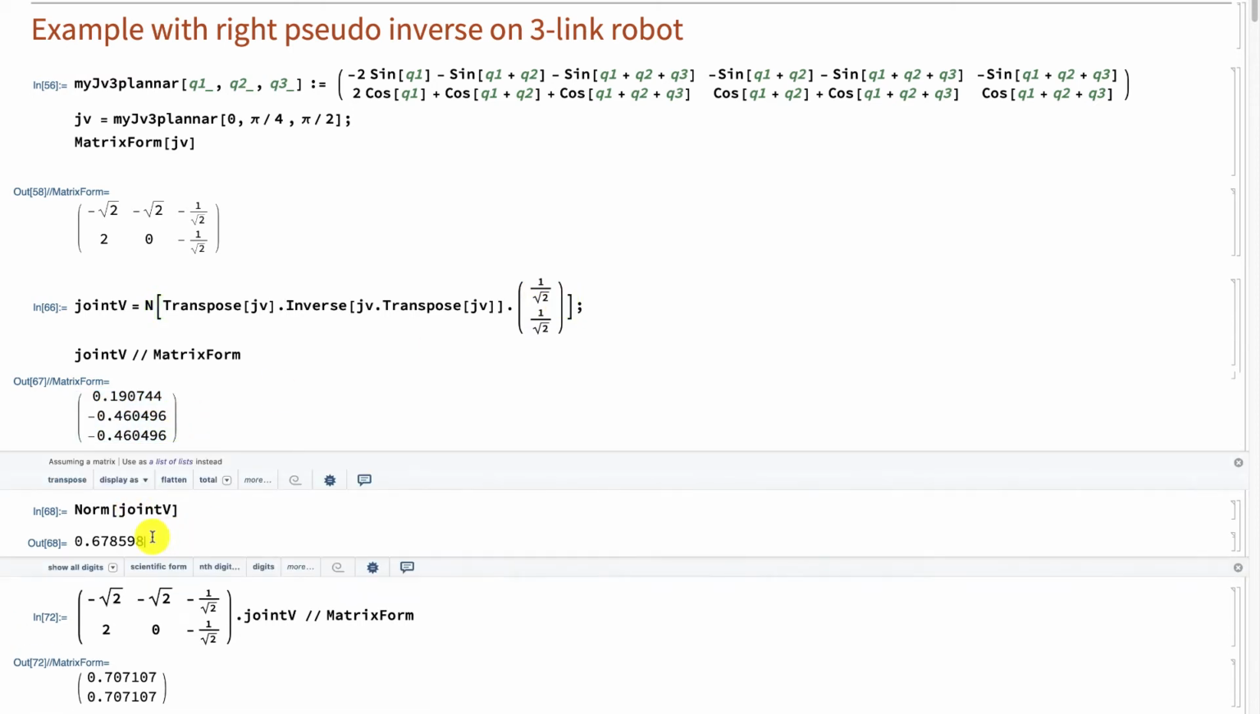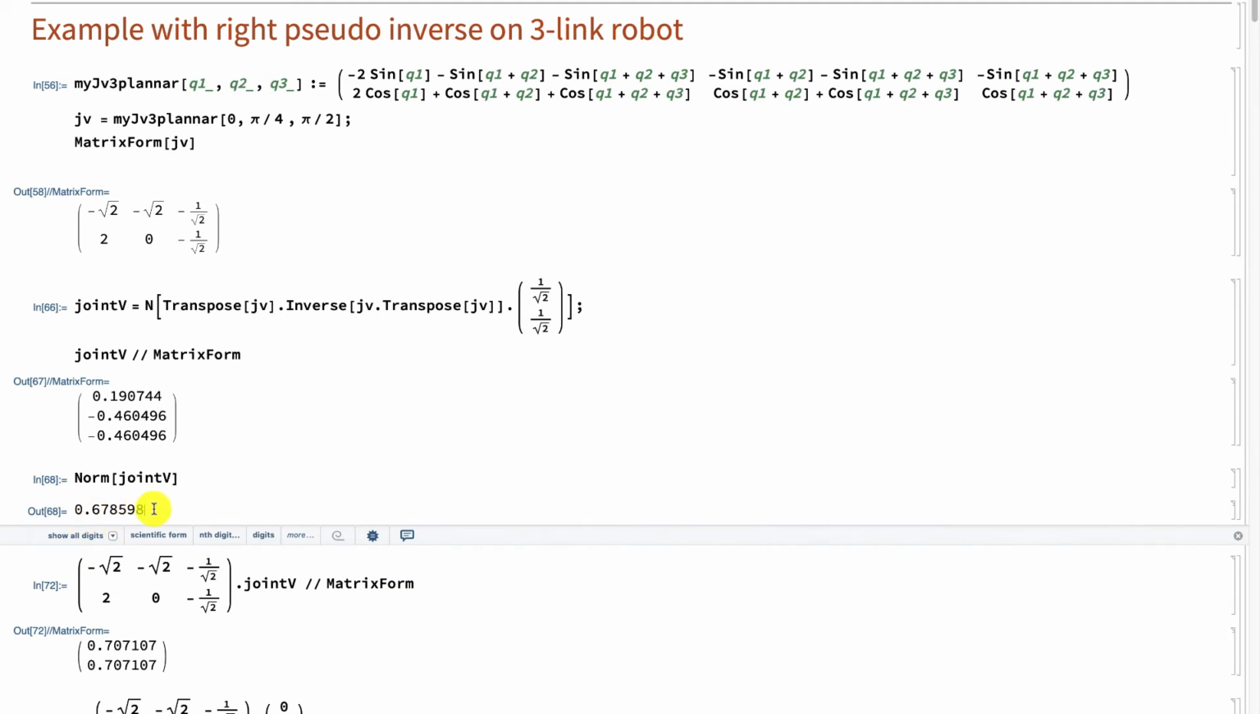If I take the norm of that, I get 0.6785. And then just to prove that this is true, I'm going to take that Jacobian, multiply it by my joint velocities, and I get as output the desired velocities that I wanted. So that is giving my answer.